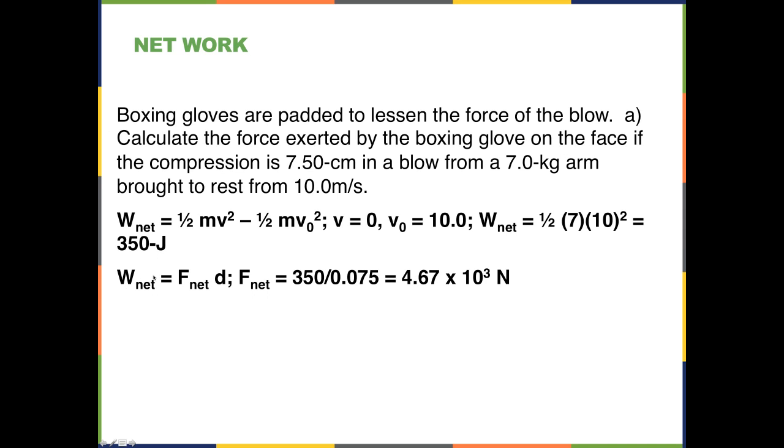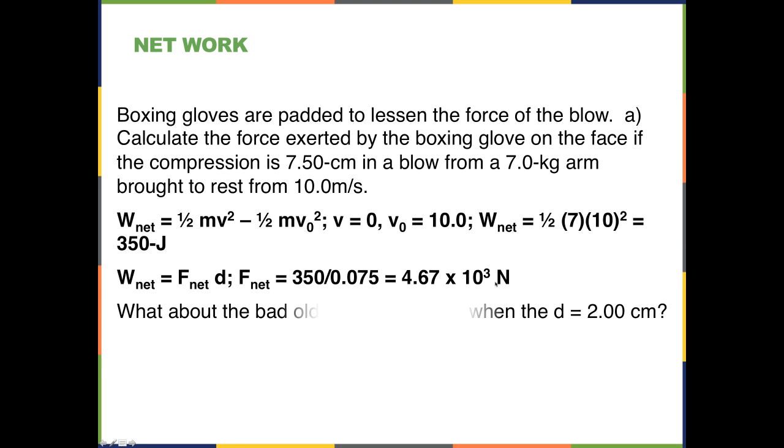Now, if the work net is equal to the force net times the distance, and we'll assume that there's no theta to worry about, that it's 0, then you take the distance. The force would be equal to the work divided by the distance. And so the force ends up being 4,670, or 4.67 times 10 to the third newtons.